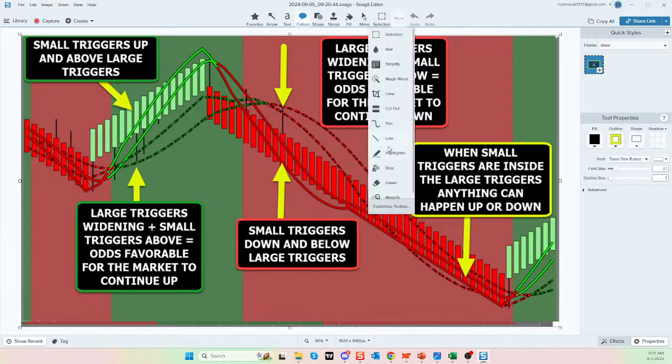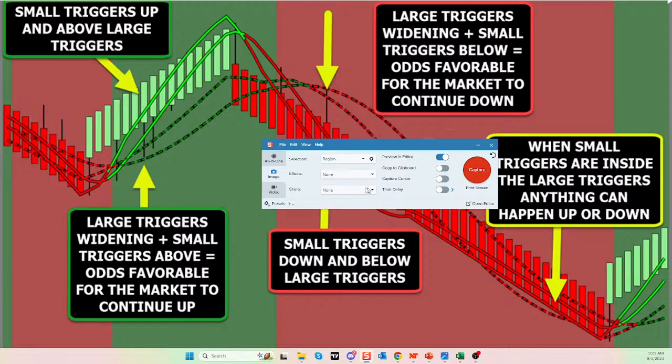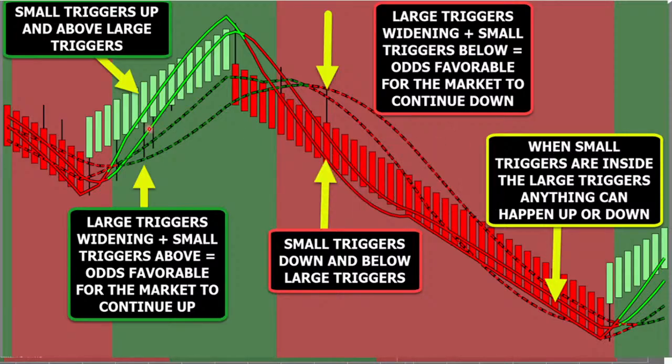And the separation, let me get my pen. I want you to picture scissors that have just opened and are ready to cut, or Pac-Man ready to eat, right? When the scissors are open, when the smalls are above the large, when the smalls are below the large, when there's space between the two, guys, it's that separation that lets me know that the odds are favorable for the market to continue in the direction of the trend. So strong triggers up, the market's likely to continue up. And strong triggers down, the market is likely to continue down, guys.